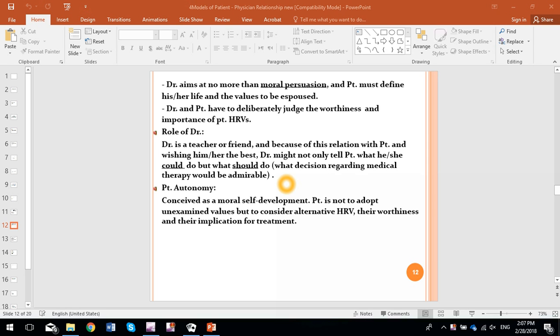In the interpretive model, the physician is not required to judge the worthiness of the patient's values. If the patient says, "I need to attend a wedding," that is accepted. But in the deliberative model, the physician deliberately judges the worthiness of these values. He can tell the patient it's not worthy: your health is much more important than attending a wedding. That's in the deliberative model.